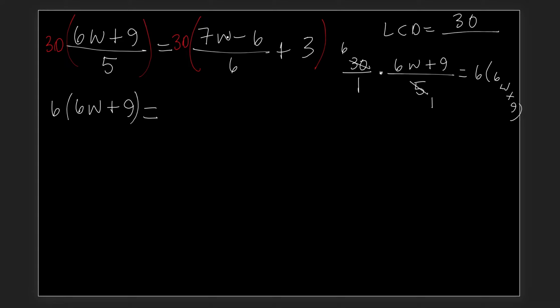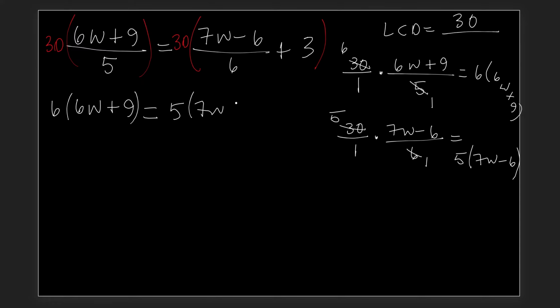And then 30 times this stuff. So 30 over 1 times 7w minus 6 over 6. So 6 goes into 6 one time, 6 goes into 30 5 times. So what that makes is 5 times 7w minus 6. So that goes right here. And we'll deal with that distributive property in a minute. And then plus 30 times 3, which is 90.